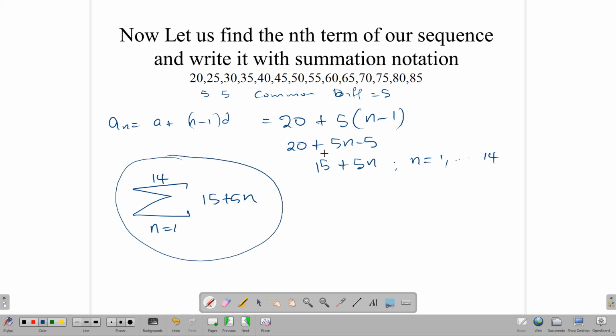This is the sequence, a_n is equal to 15 plus 5n. This is the sequence. And over this side is the series, the sum of 15 plus 5n from n equal 1 to 14. And this is how we write it.